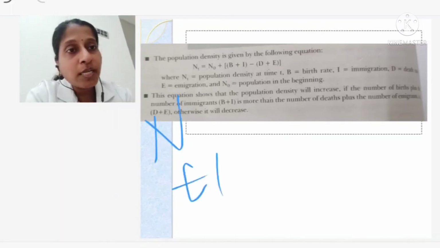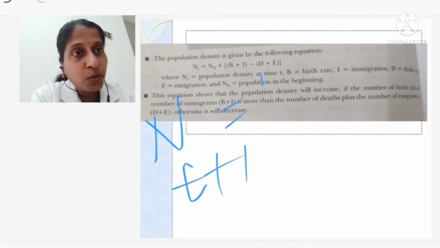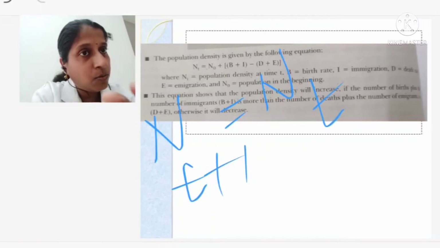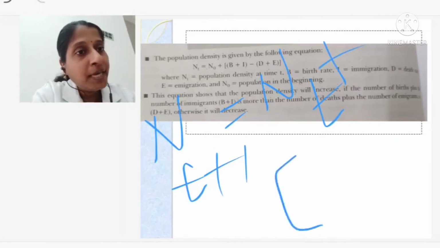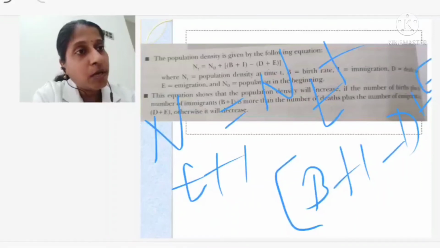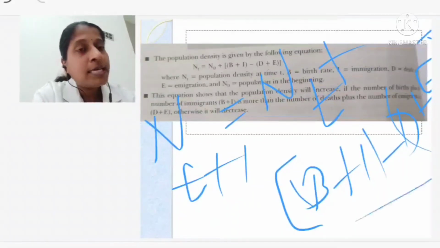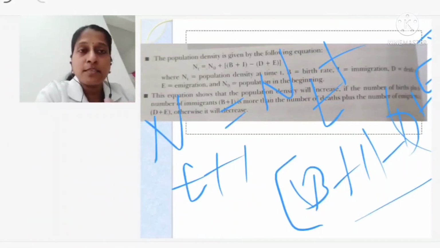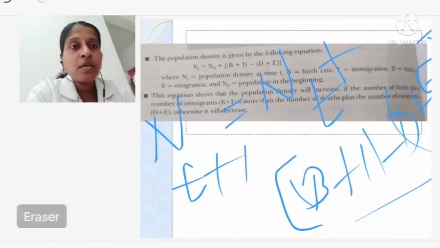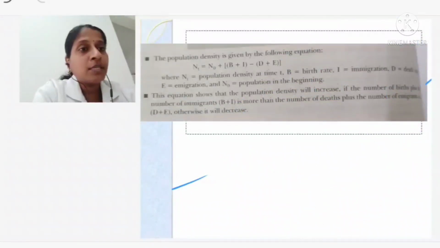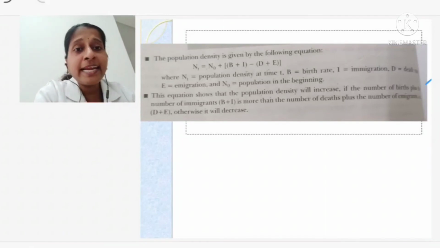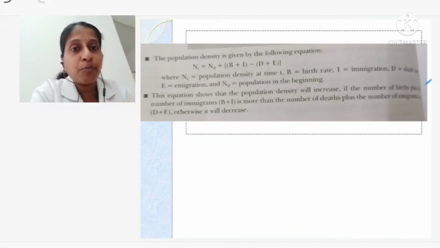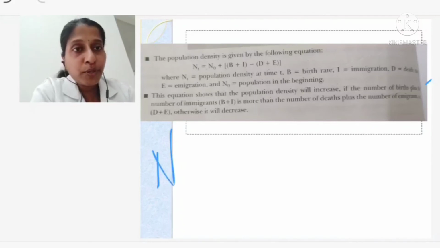This equation sometimes is also written like this: NT plus 1, T plus 1 means this year, is equal to NT, that is 2020, plus B plus I minus D plus E. So this is also possible. In some books it is represented like this. No matter whatever it is, the left hand side, NT or whatever, refers to the time we are calculating the population for. So that is what I am going to calculate.